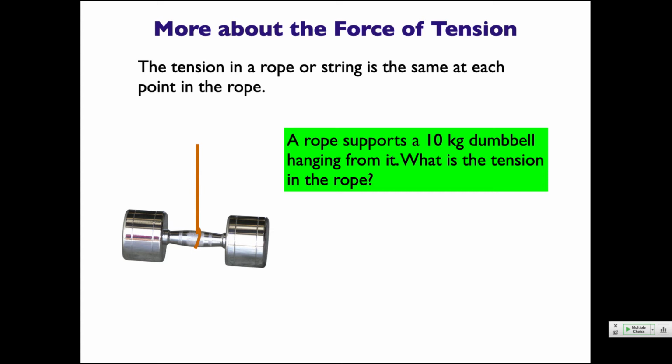In order to do this, we draw a free body diagram. We know there's a force of tension up. What's the force down? Gravity, weight, right? Because this isn't moving, the tension up has to be equal to the weight down, since there's no acceleration. If we have a 10 kilogram dumbbell, what's the weight? 98 newtons, because 10 times 9.8 is 98 newtons, which means the tension in the rope is also 98 newtons, because the net force is 0.